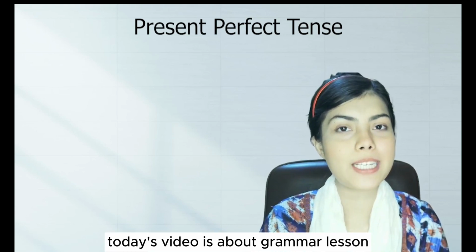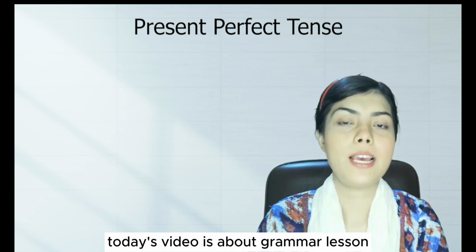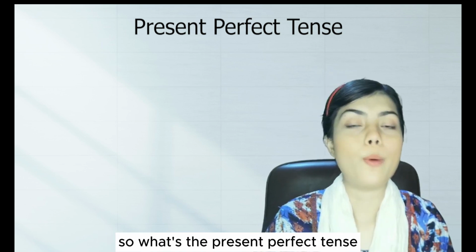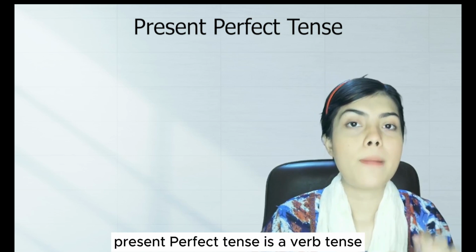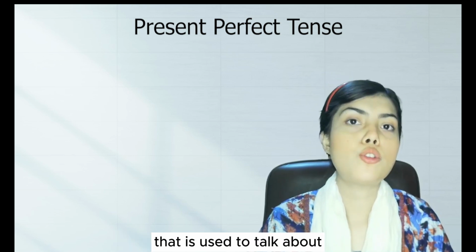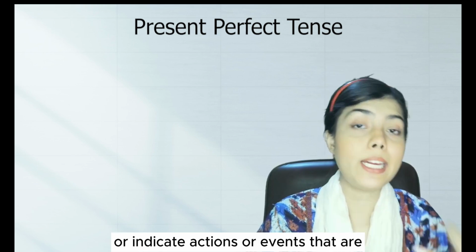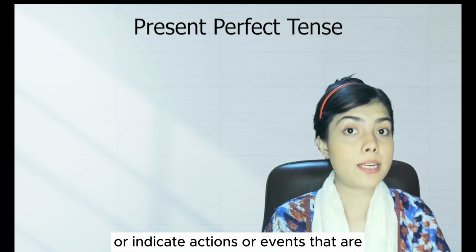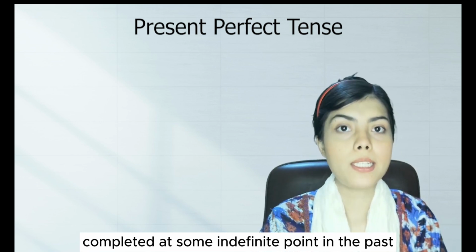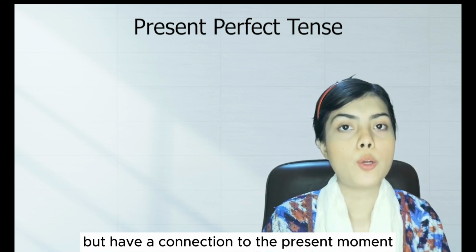Today's video is about grammar lesson present perfect tense. So let's get started. So what's the present perfect tense? Present perfect tense is a verb tense that is used to talk about or indicate actions or events that are completed at some indefinite point in the past but have a connection to the present moment.